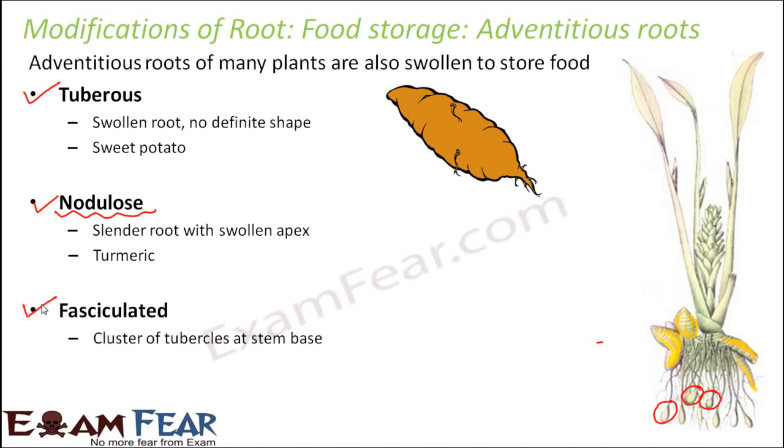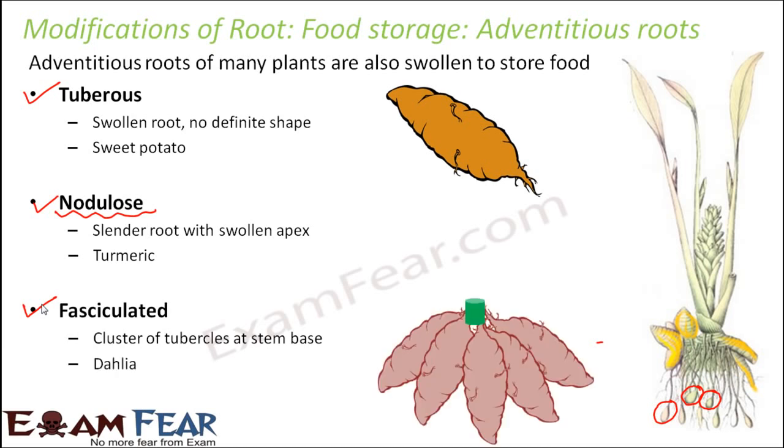Cluster of tubercles at stem base. This is seen in dahlia. So here you can see it is very similar to how the tuberous roots are. They are also swollen roots, no definite shape. So these are also the same. But instead of one such root, you have bundles of root.